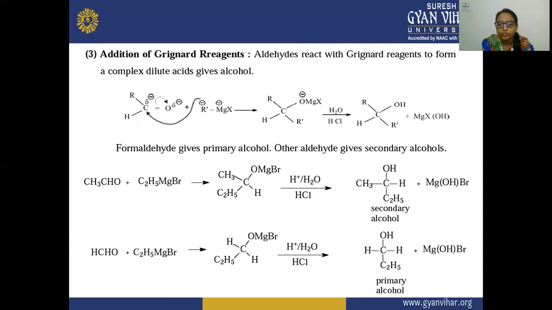The third is your addition of Grignard reagent. In the third, the aldehyde reacts with your Grignard reagent so that they form a complex, which with dilute acid gives you alcohol. So Grignard reagent is your RMgX. R means your alkyl, then this is your magnesium and halide. So this whole forms RMgX. This is your Grignard reagent, and it reacts with this carbonyl compound, this aldehyde.